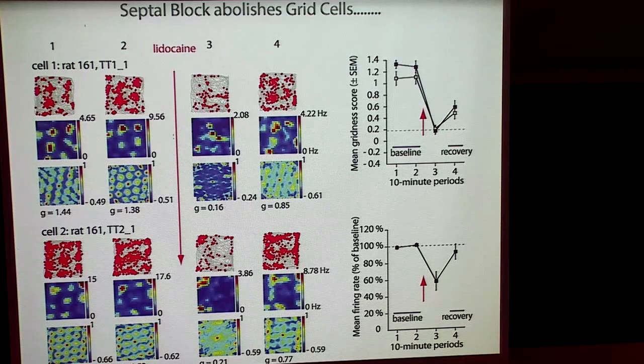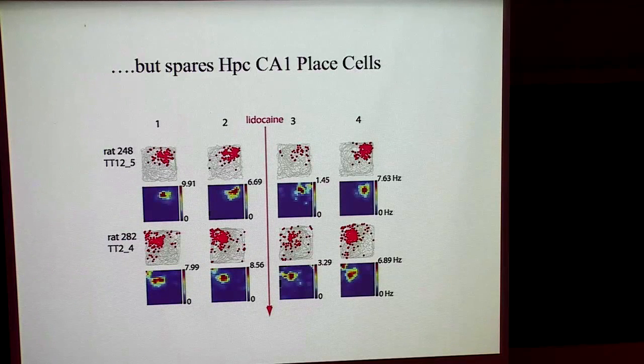Interestingly enough, and this is pretty good evidence that the place cells are not totally dependent on the grid cells. But interestingly, at the same time, there's some effect, but very, very much less of an effect on the place cells. Have you done behavioral experiments during the lidocaine block? See if there are deficits?